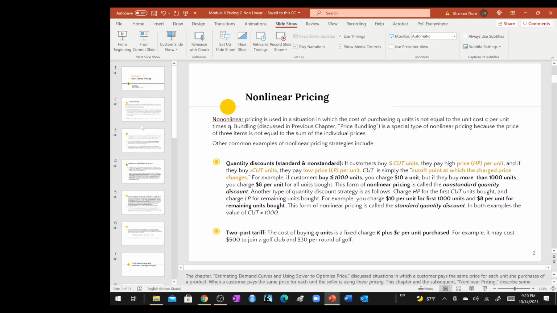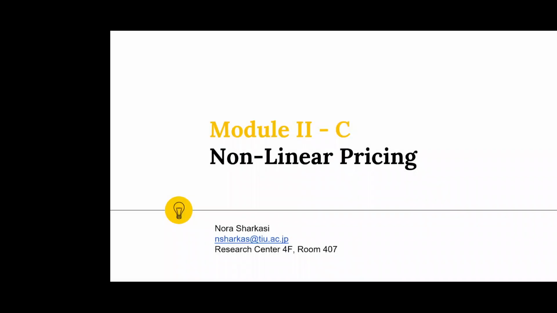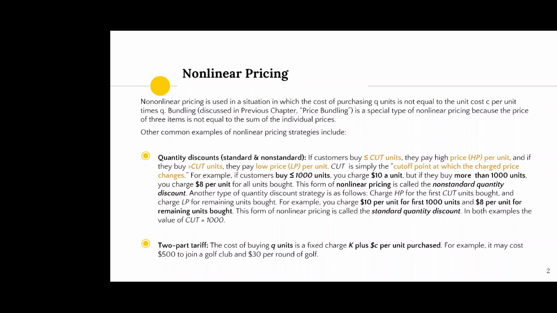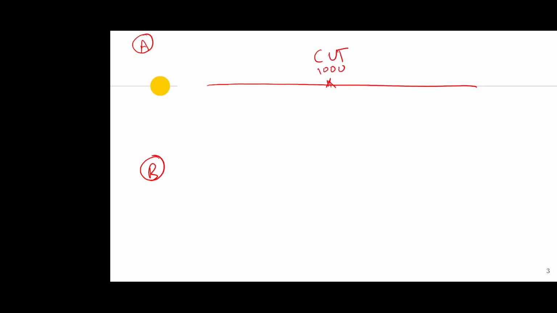Let me add a new slide so that I can have enough space to explain. I hope that you all understood. Here we have a cut value, let's say it is 1,000. We have scheme A and scheme B for this quantity discount. The first scheme is basically: if your quantity bought is less than the cut, I will charge you $10 per unit.